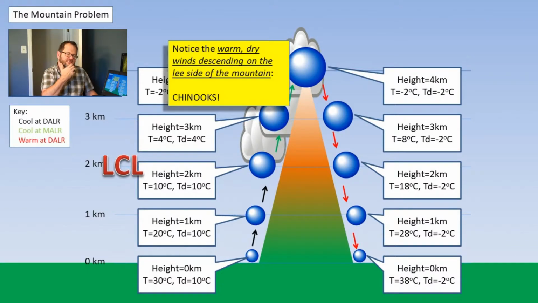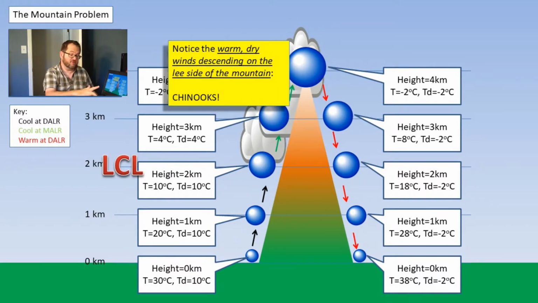Another thing I want you to notice on this diagram is how the air on the lee side of the mountain was very warm as it was sinking. It was always warmer on the lee side of the mountain than it was on the windward side of the mountain. That is an important phenomenon in meteorology called a chinook. A chinook is a warm, dry wind moving down the lee side of the mountain. Let me give you that definition again. It is a warm, dry wind descending the lee side of a mountain. Anytime you have air flowing over a mountain, on the lee side you're going to have chinooks.